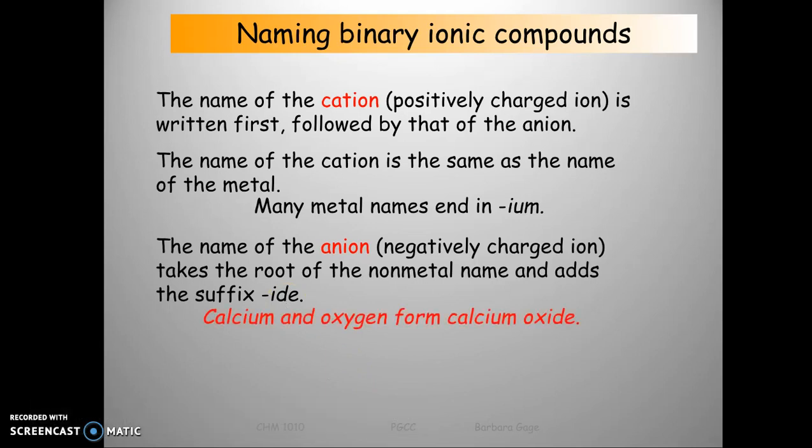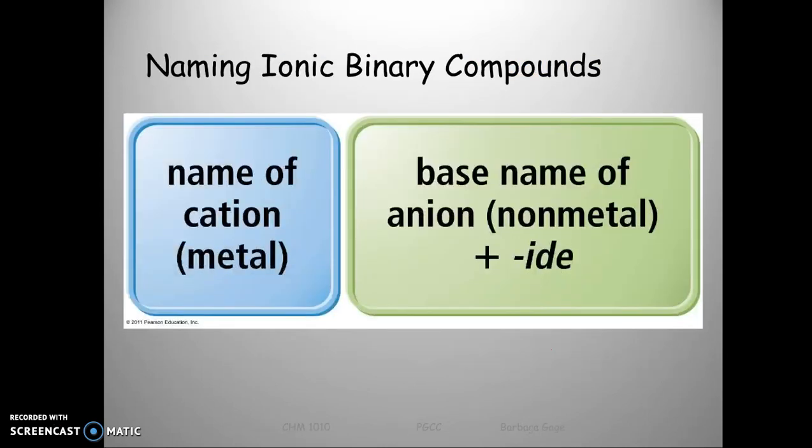So for example, calcium and oxygen form calcium oxide. Aluminum and sulfur, aluminum sulfide. Okay, so here it is again. The name of the cation is the metal, it stays. The name of the non-metal, the anion, the suffix just gets changed to "ide."